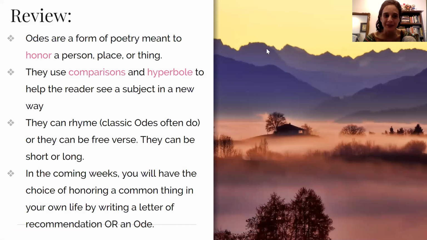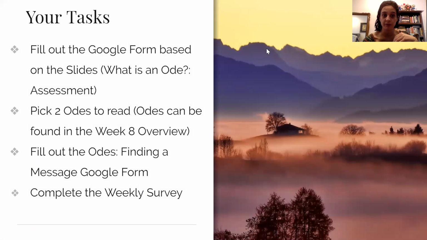So a little review. Odes are a form of poetry meant to honor a person, a place, or thing. They use comparisons and hyperbole to help the reader see a subject in a new way. They can rhyme. Classical odes often do, or they can be free verse. Modern odes are usually free verse. They can be short or long. And in the coming weeks, you are going to have the chance to honor a common thing in your life by writing, again, either a letter of recommendation or an ode. So you're going to get to choose the form.